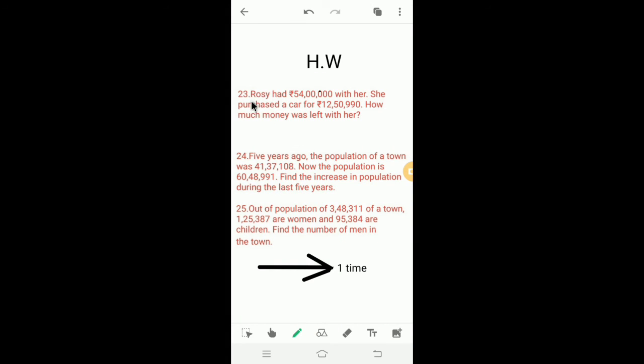Today's homework: practice 23, 24, 25 one time in your rough book.